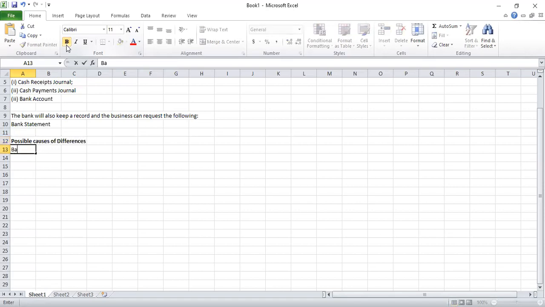Right, we've got bank charges. Okay, let me just say one, items appearing on the bank statement but not in the business records. That is the CRJ and CPJ.